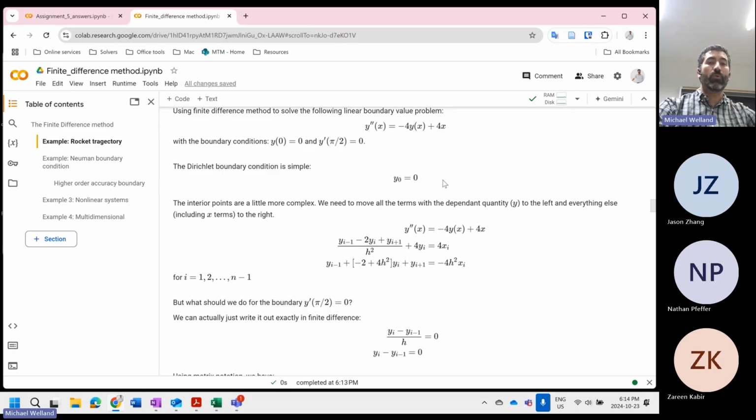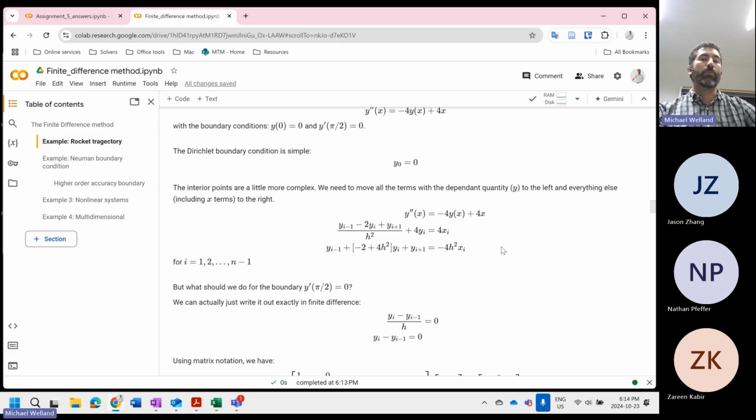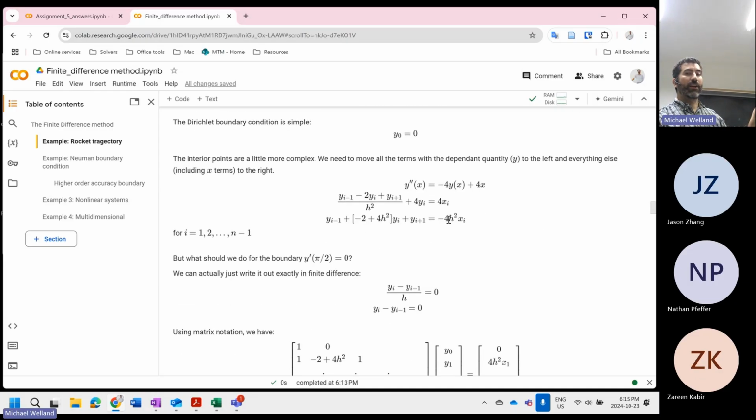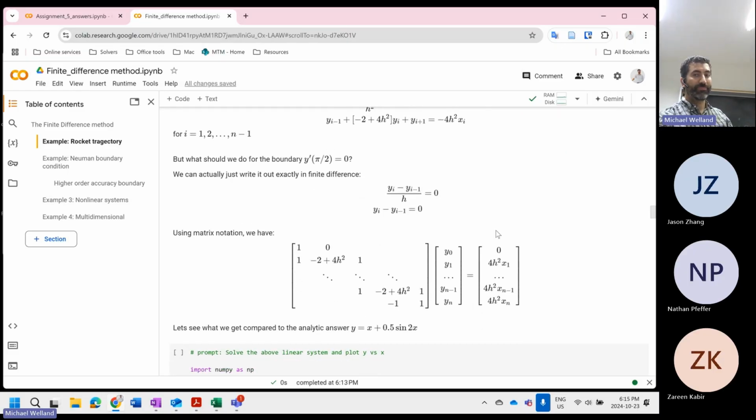Dirichlet condition is simple. We already did that. The interior points are a little bit messy. Just remember all of your terms of your unknown variable go on the left-hand side. So is x known or unknown? It is known, so it goes on the right-hand side. Keep that on the right-hand side and you'll be fine.